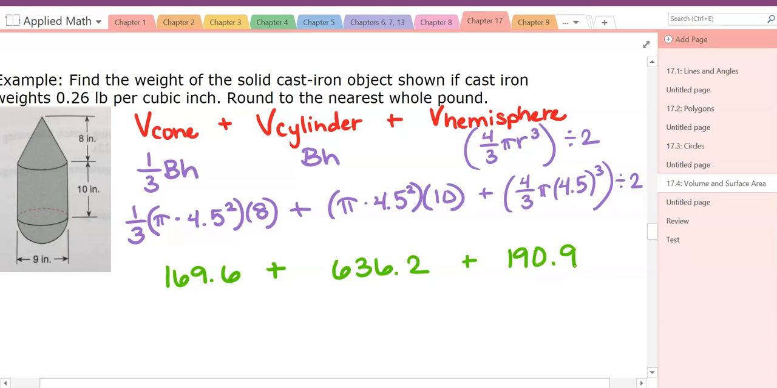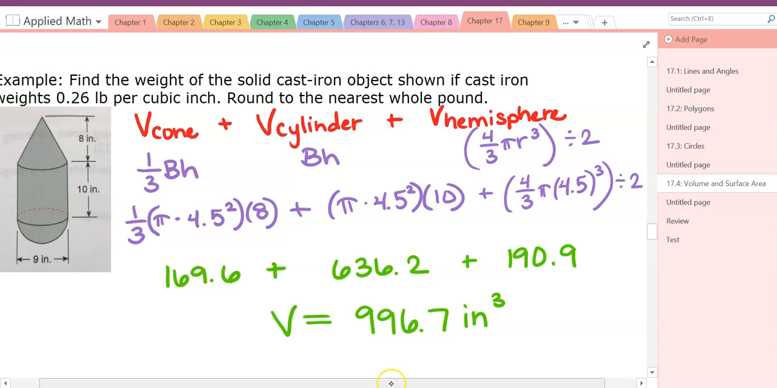Okay, so can someone add up those numbers and tell me what you get? Good. And so this would be inches cubed. This is the volume of that shape.